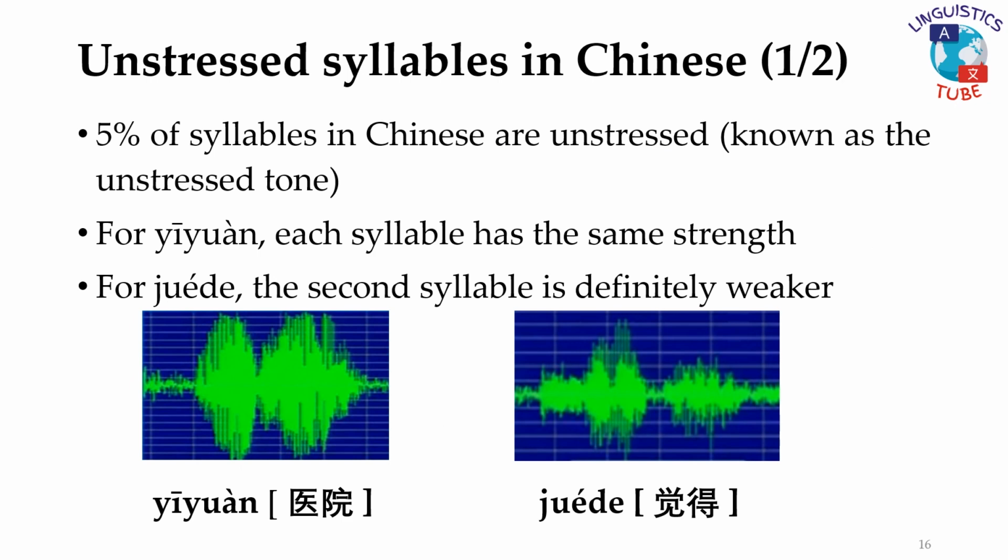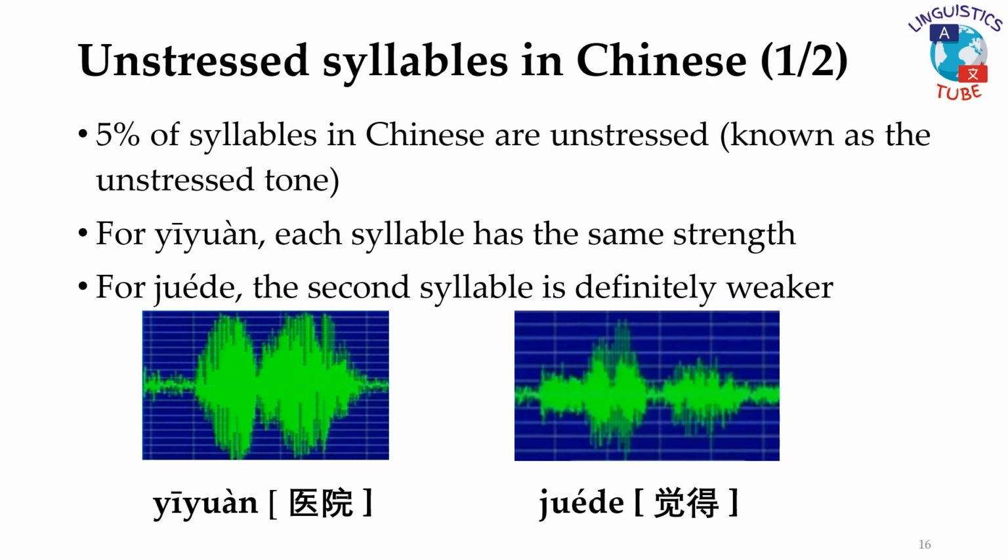Before we continue, I want to add one more thing. Even though I said that most syllables in Chinese are stressed, actually 5% of syllables in Chinese are unstressed. This is what we call the unstressed tone in standard Chinese. You can see the difference in these pictures.